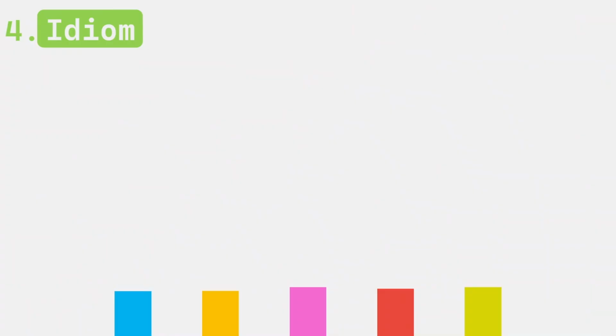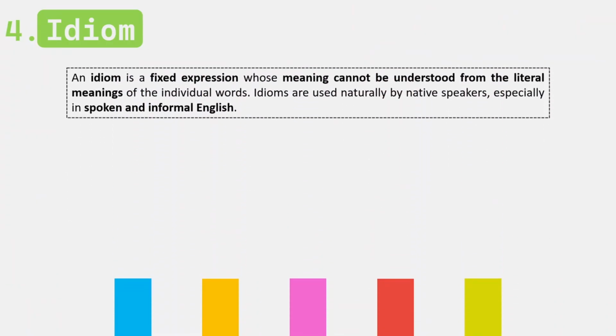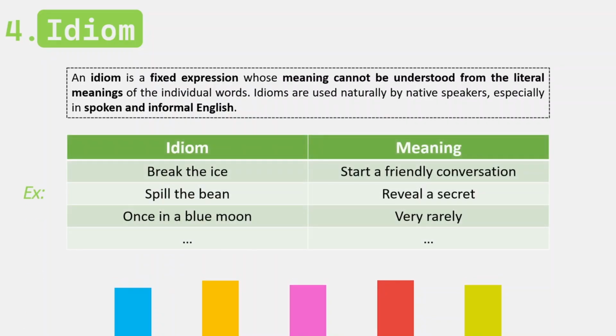The fourth section is idiom. An idiom is a fixed expression whose meaning cannot be understood from the literal meanings of the individual words. Idioms are used naturally by native speakers, especially in spoken and informal English. For example, break the ice means start a friendly conversation. Spill the beans, which means reveal a secret, once in a blue moon, which is very rarely.